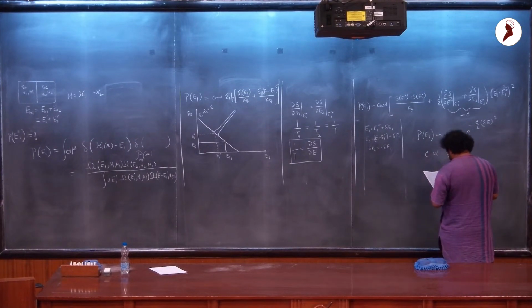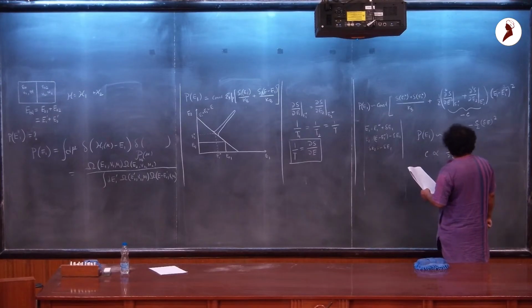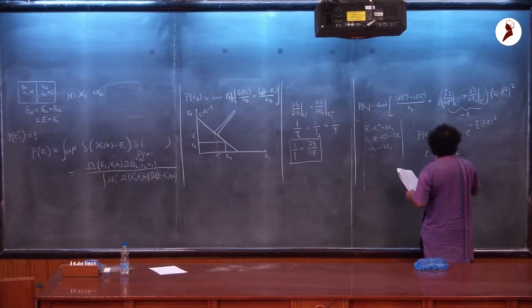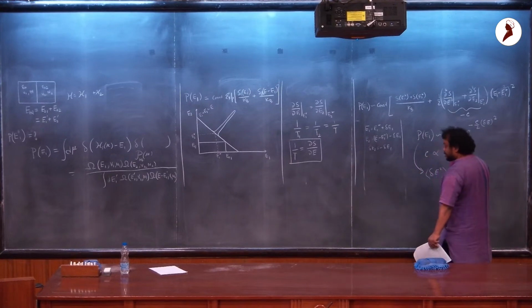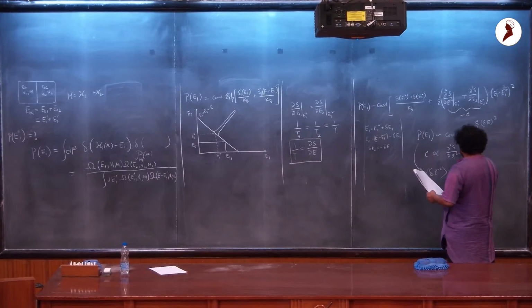Now let's see what is del 2S del E square. We'll try to compute this. It actually is related to the specific heat, but we'll compute that. But before that, let us try to compute what is delta E square average. Delta E is basically E minus E average. So delta E square average will be some constant by C because of this.